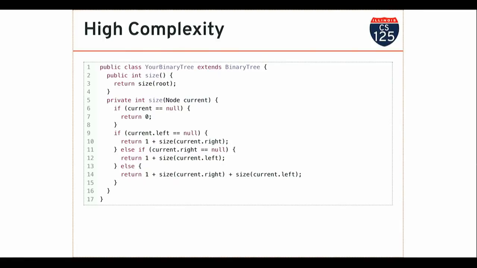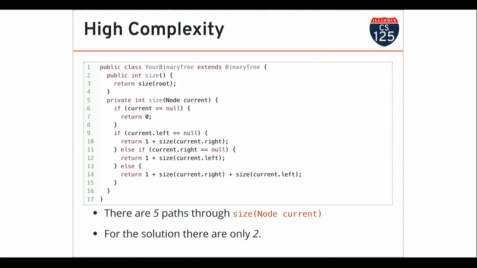Now, this contains no dead code because there are cases where you're not going to have a left child, and there are cases where you're not going to have a right child. So there's no dead code in this solution. But there are 5 paths through it, whereas the solution only has 2. In the solution, I get rid of this entire if-else statement and just replace it with this one line, meaning that there's 1, 2, that's it. Okay, so these are the 2 things that we're going to start measuring about your programs.